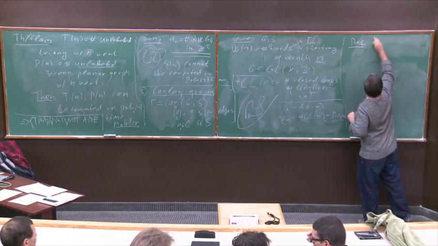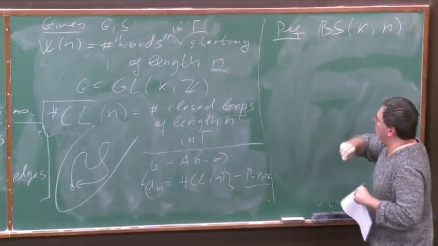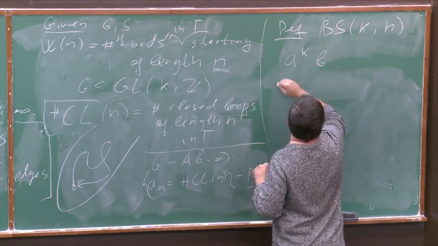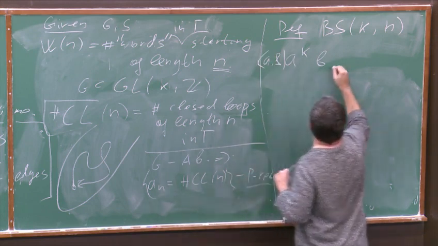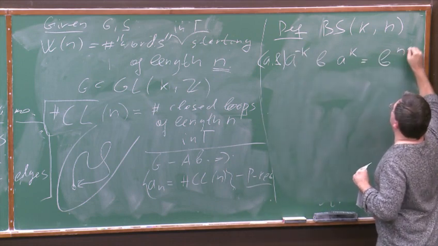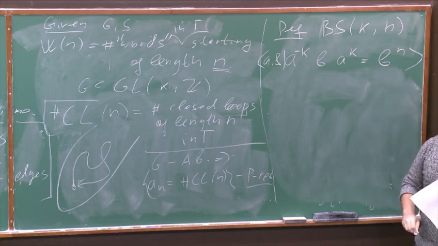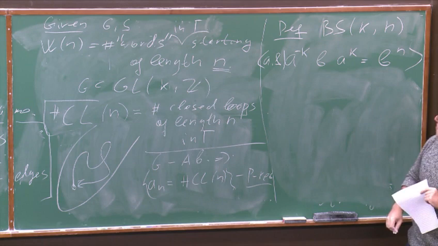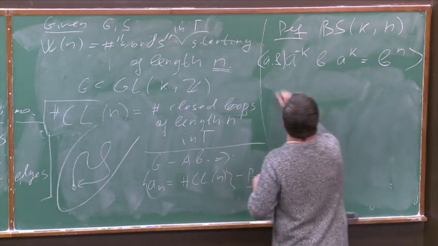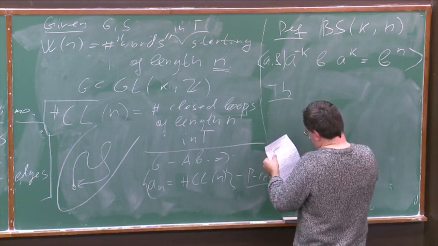I'm just going to define one kind of group, Baumslag-Solitar groups, which are going to correspond to k and n. They're basically generated by a and b subject to the relation a to the k, b, a to the minus k equals b to the n. So these are two generators, and basically it's a one-relator group. k and n can be anything, but now we have some interesting results. So here is a theorem. It's kind of a combined result of several things.